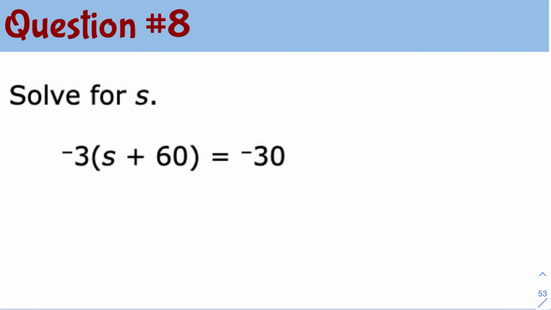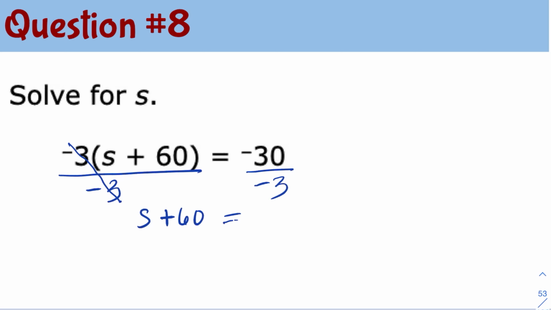Question number 8. Solve for s in the equation negative 3 times the quantity s plus 60 is equal to negative 30. So here, this problem number 8 is written again in a different format. So can we subtract 60 right away? No, we can't. In this case, the first step that we need to do is to divide both sides of the equation by negative 3. So when you're dividing the left side, you're only dividing negative 3 by negative 3, which is 1. So the left side is s plus 60, which is equal to negative 30 divided by negative 3, which is 10.